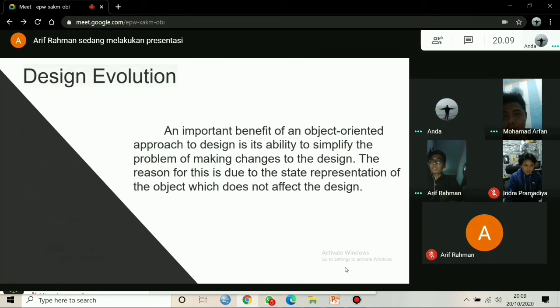Design evaluation. An important benefit of an object-oriented approach to design is its ability to simplify the problem of making changes to the design. The reason for this is that the representation of the object does not affect the design.